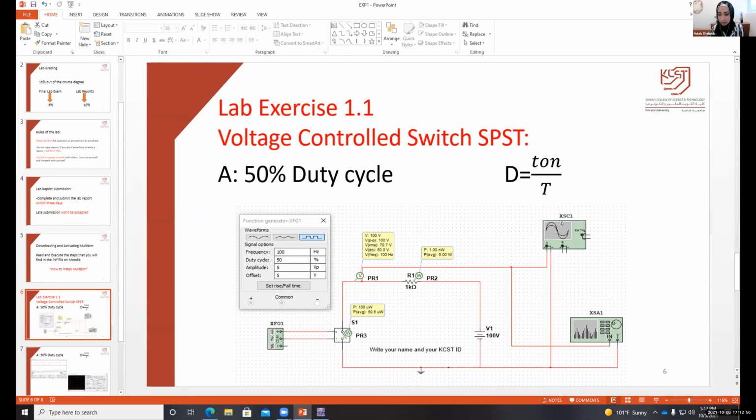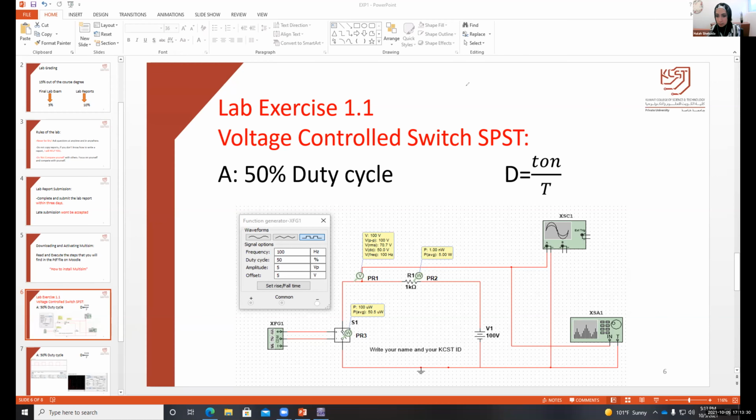As I said, today's experiment is about voltage controlled switch SPST. We all know what is a switch. Switch is basically a device like this that turns on and turns off. This is when it turns on. When it turns on, it acts as a short circuit. And when it turns off, it acts as an open circuit. Of course, all of you know what is a switch.